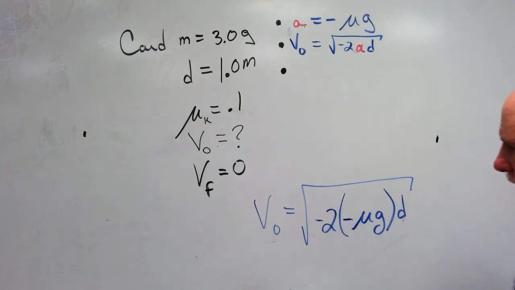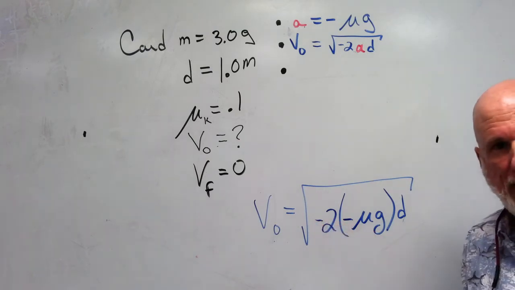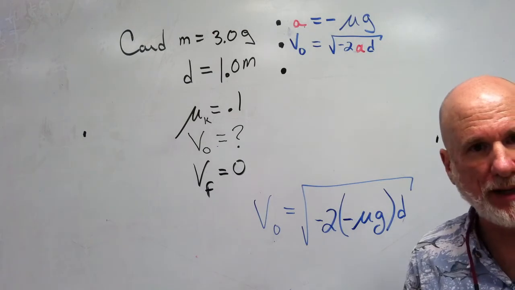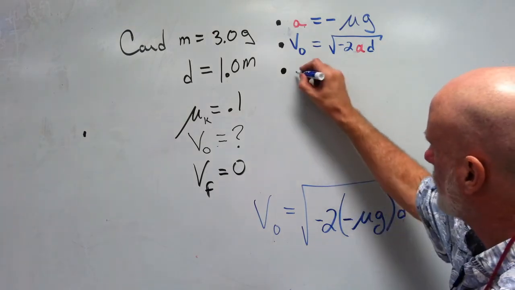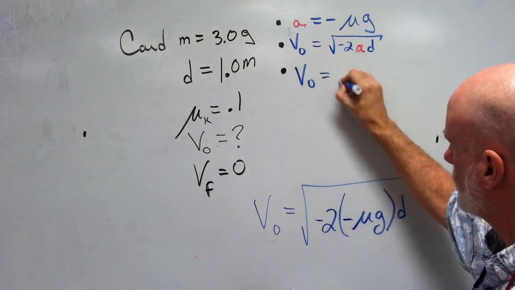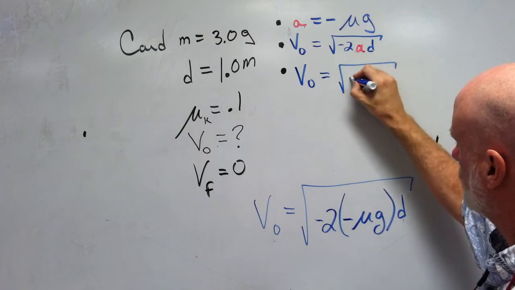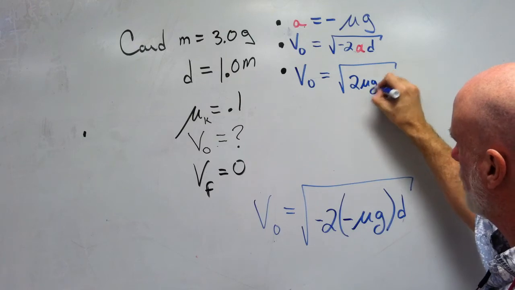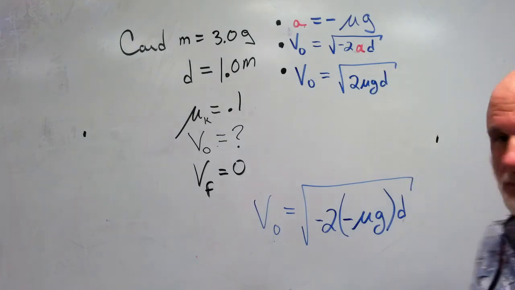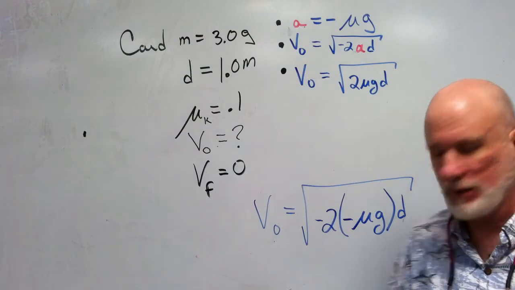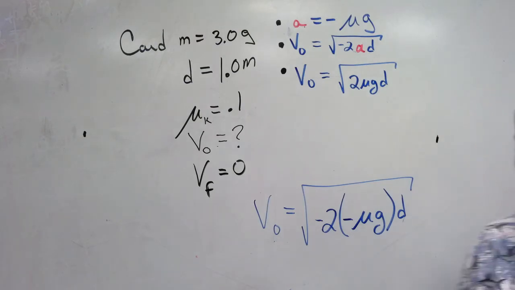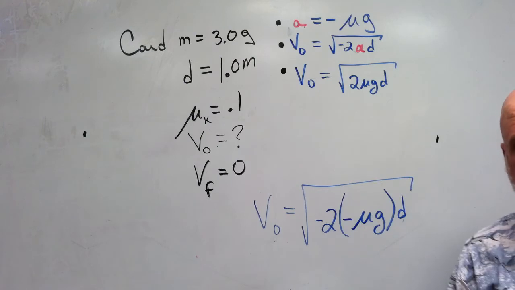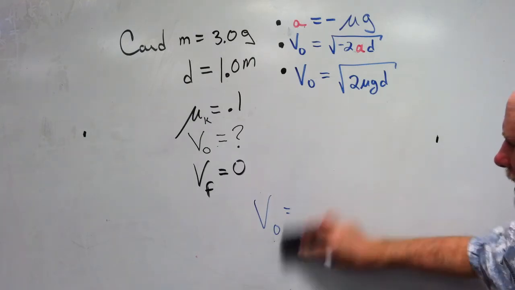Good? So now I can get rid of those. Negative times a negative is a positive. So let me rewrite the third equation. And it's going to be V naught equals square root of 2 mu G D. That's it. I think it's very cool. Notice we didn't use the mass. I really like that.